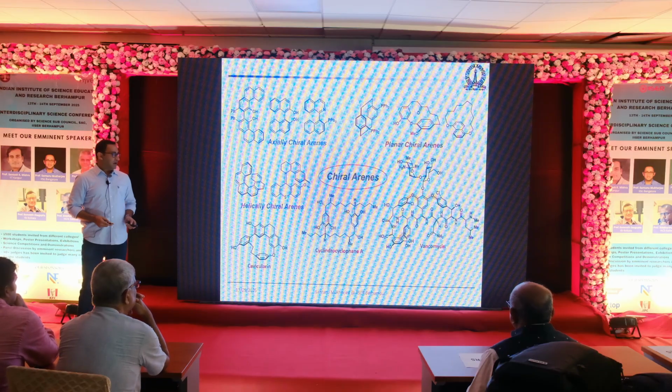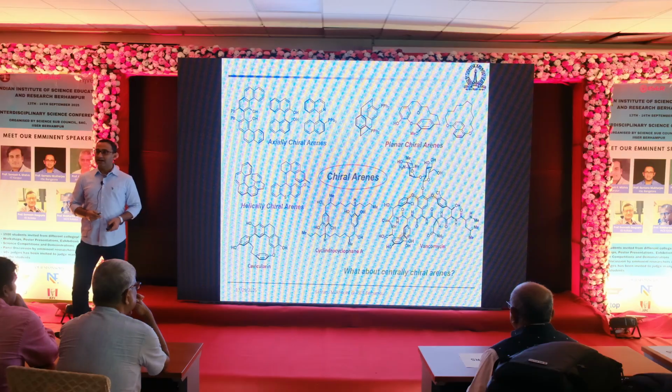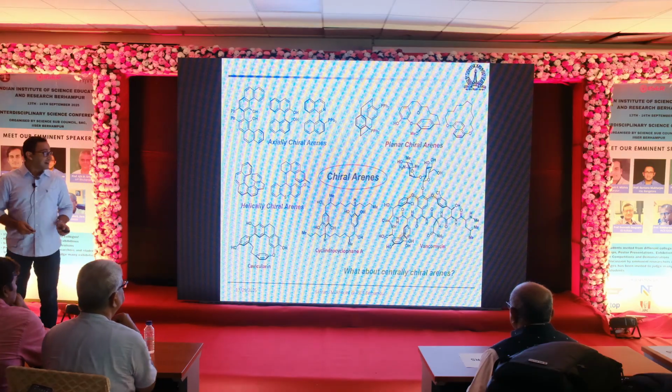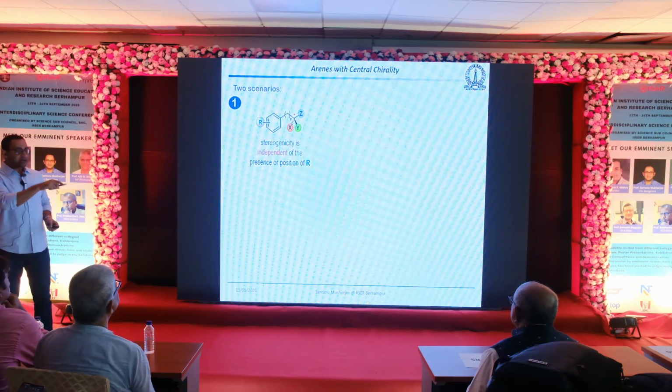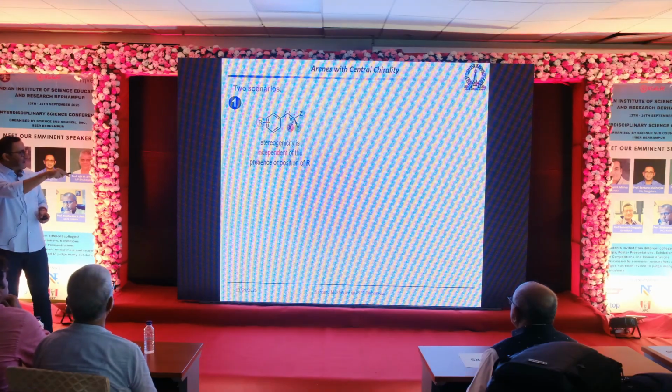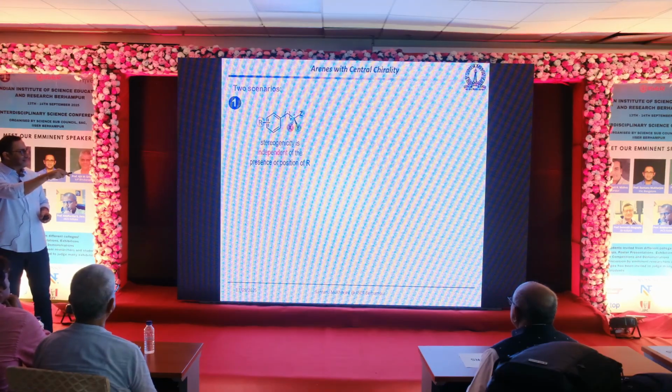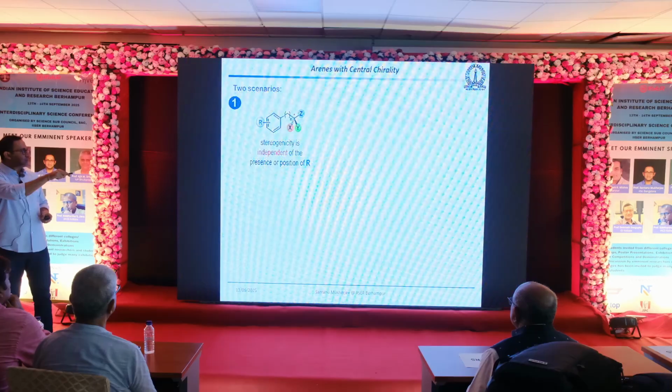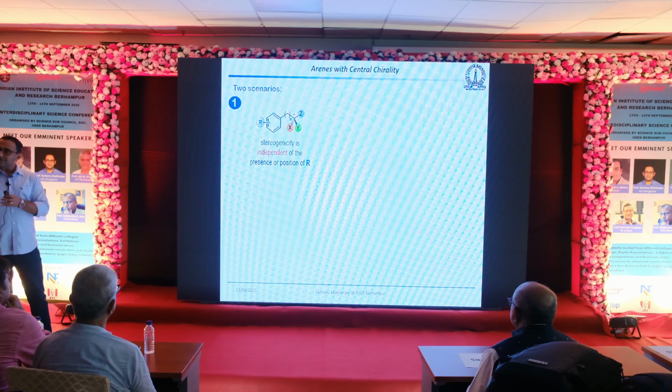So they are things. But I will talk today, I will begin with a centrally chiral arene. So what I mean by the centrally chiral arene is the following. There are two different scenarios. In one case, you have an arene ring and there is a stereo center that can be right next to the arene or somewhere farther from the arene.